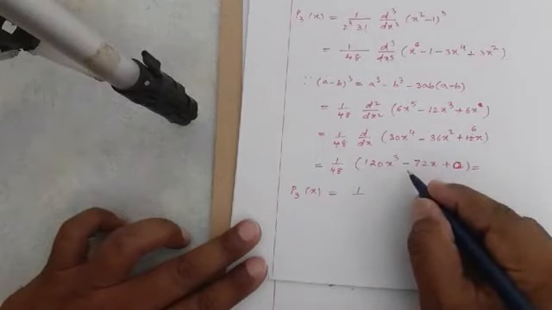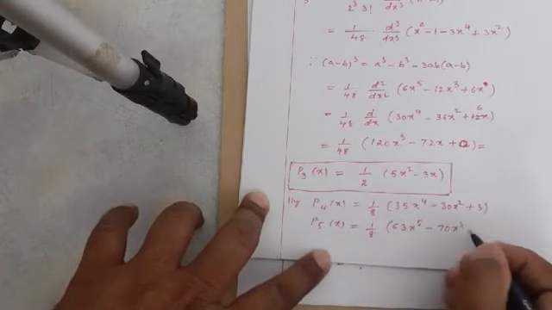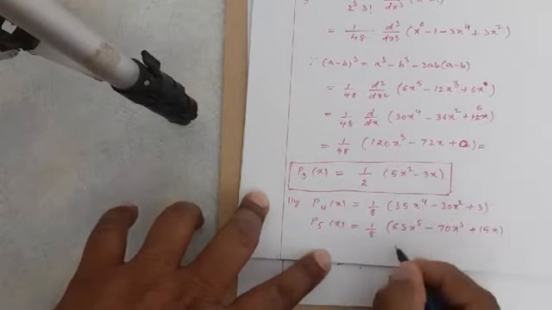So in this way we simplify whatever we want, that is nothing but P0 of x, P1 of x, P2 of x, P3 of x. If it is required, we have P4 also. Similarly, P4 of x is equal to 1 upon 8 into 35x power 4 minus 30x square plus 3. Then we have P5 of x is equal to 1 upon 8 into 63x power 5 minus 70x cube plus 15x, and so on.